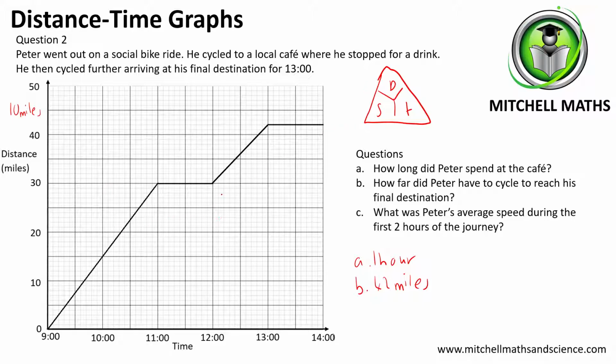So we need to measure the change in y over the change in x, or the distance over time. Well, the distance travelled in the first 2 hours was 30 miles, and the time taken was 2 hours. So 30 divided by 2 is 15. So his average speed was 15 miles per hour, because I've done miles divided by hours. So it's very important to put those units on.